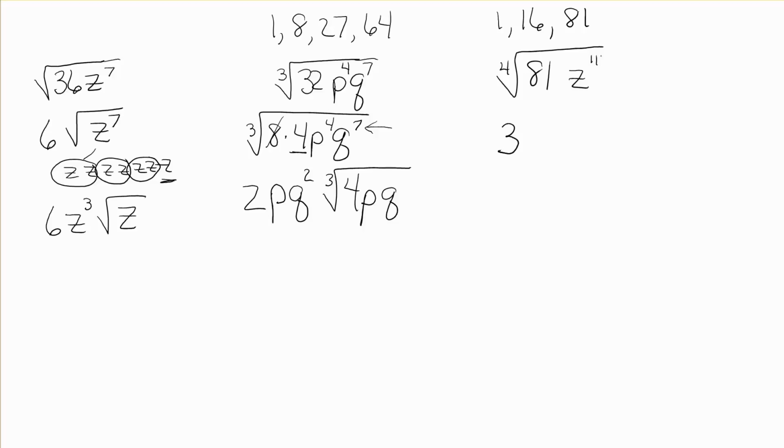And how many groups of 4 do we have in z to the 11th? We have 2 groups of 4, so that's z squared. And we have 3 that are left over. So if we actually wrote out z 11 times and took out 2 groups of 4, we would have 3 left over. So we end up with a z cubed under a radical.